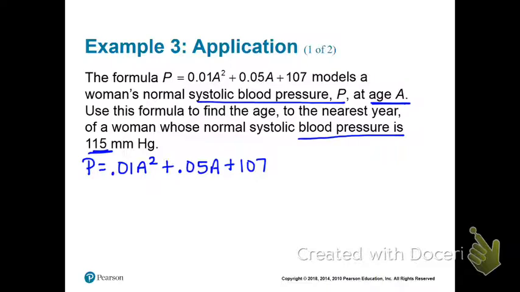Now if you read up a little bit more, it says find the age. So we're solving for A. So I'm going to plug in my 115 for P. Now, this has an a squared and an a instead of x and x squared. Does it matter? No. If you want to change it to an x, you can, or you can leave it as an a.